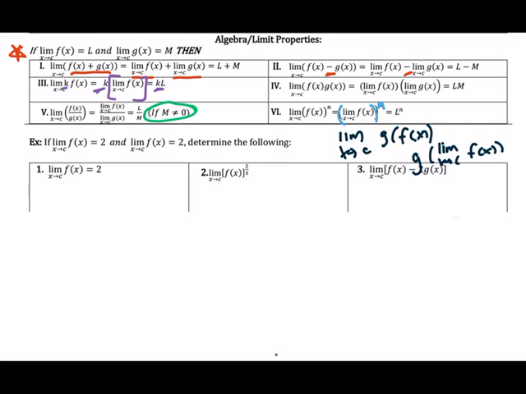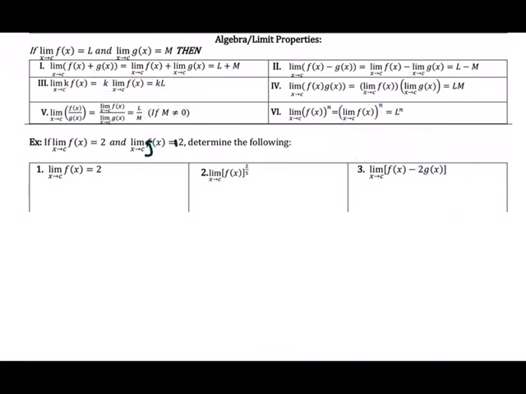Now let's look at them in a really basic way and see how we can use them. I just noticed that I had a couple of typos here, so I'm going to fix those really quickly so that we can work through this. Here we go. So for all 3 of these problems, we are given that the limit as x approaches c of f of x is 2, and the limit as x approaches c of g of x is 12.